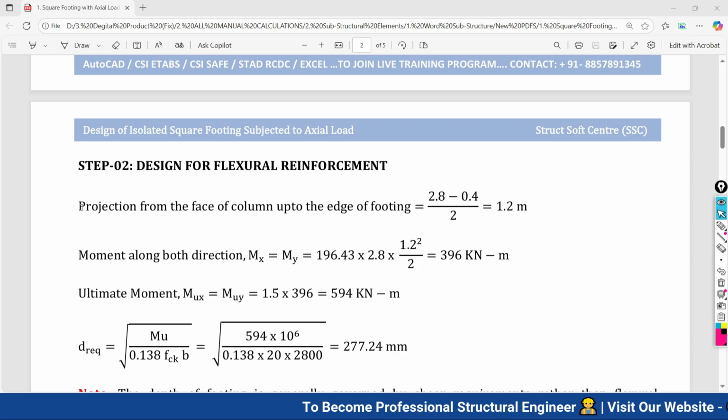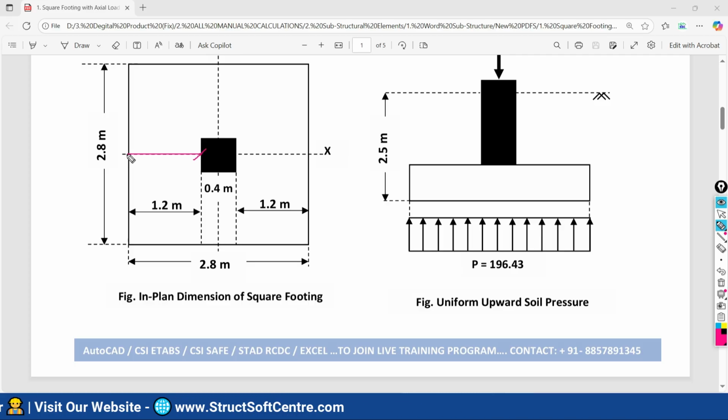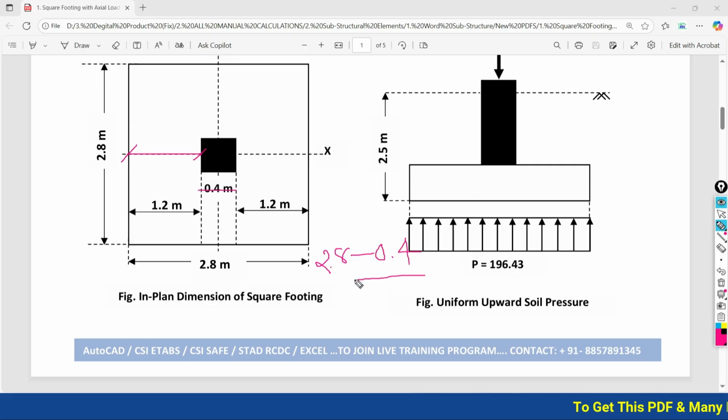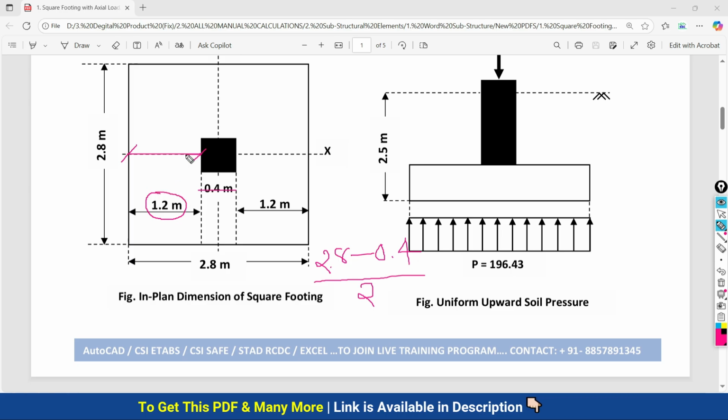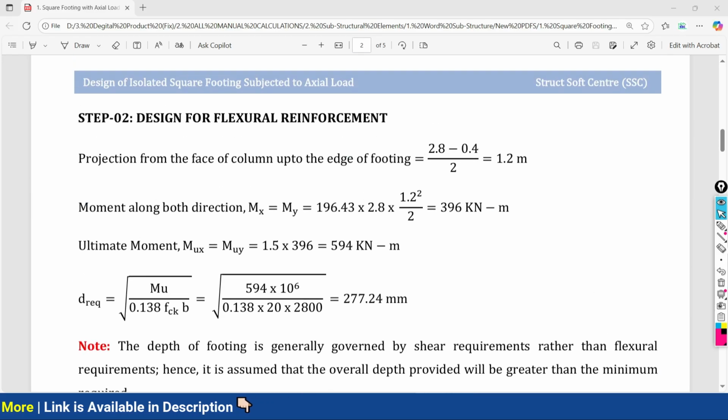So very first we need to find out the projection from the face of the column up to the edge of the footing. How you can calculate this projection? This projection is very simple to calculate. 2.8 meter minus the size of the column, 0.4 meter, divided by 2. If you divide it by 2, you will get this projection as 1.2 meter, which is called the cantilever projection.